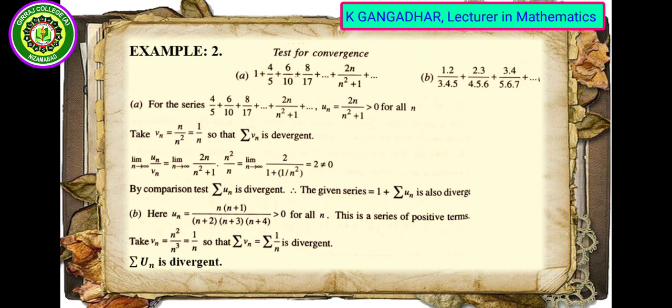So now here Un is greater than Vn, and sigma Vn equals sigma 1 by n. The series sigma 1 by n is divergent by the p-test. Therefore sigma Un is divergent.